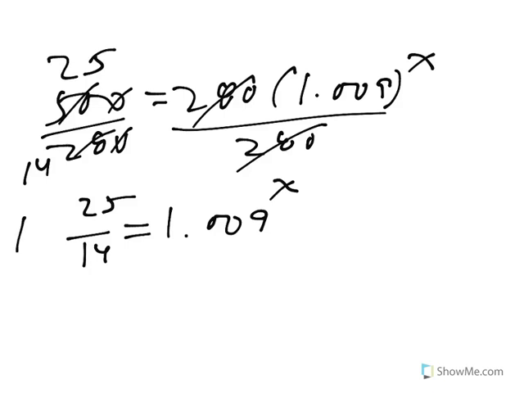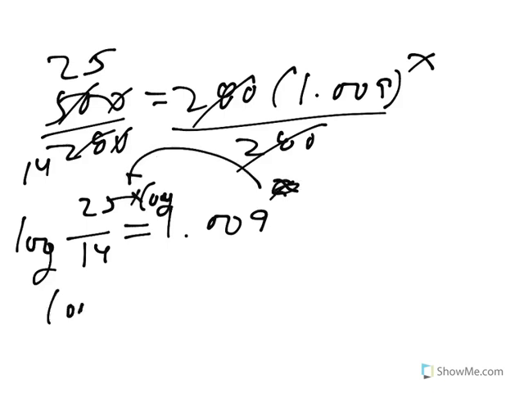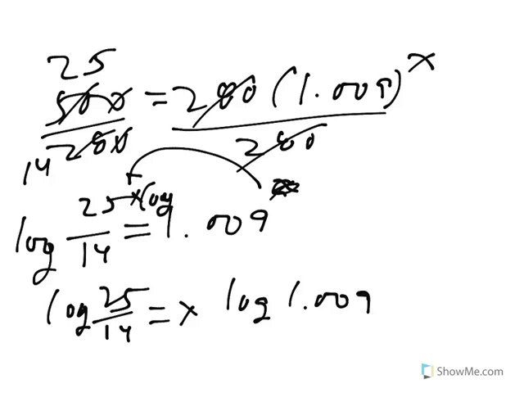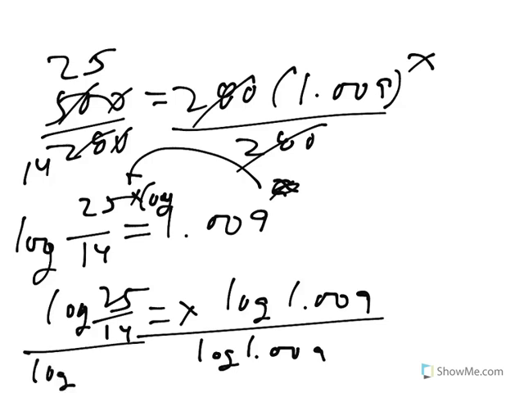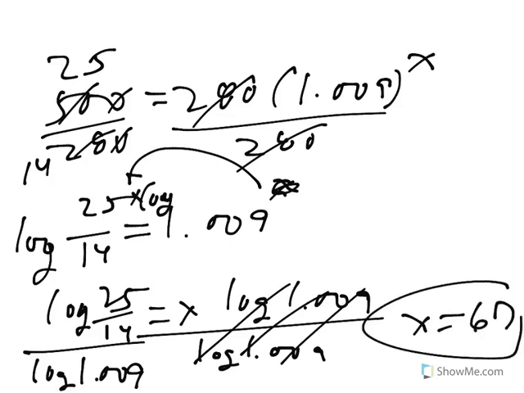I can take the log of both sides. And then I could bring this x in front. So I have log 25 over 14 equals x times log 1.009. Divide both sides. That log 1.009, that's just an ugly looking coefficient. And when those cancel out, I think we end up with about 67 years.